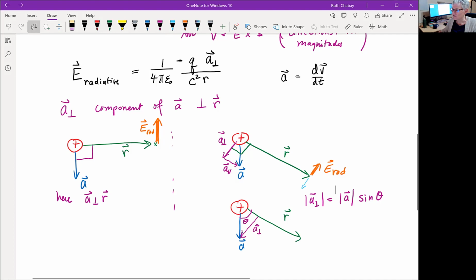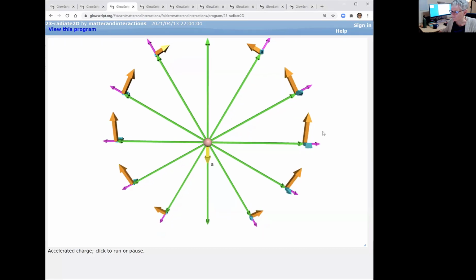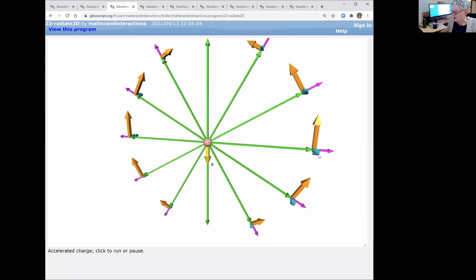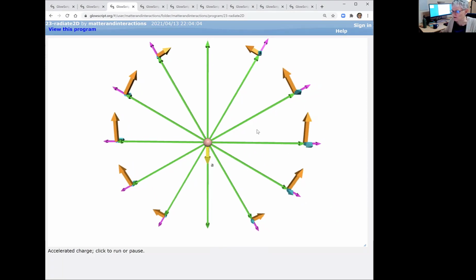And maybe you can see now that that is what we were seeing in that VPython program here. So here we've got this charge that's accelerated down. At this observation location over here on the right, we've got E up, we've got B out of the page, and the direction of E, the orange arrow, is always E. The direction of E is in fact opposite to the direction of A perpendicular.